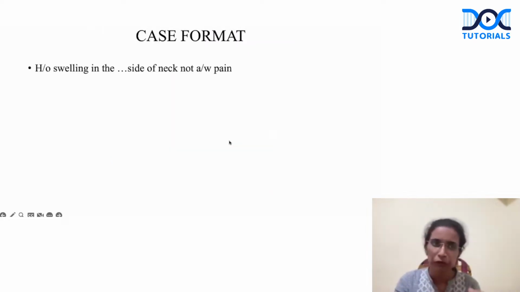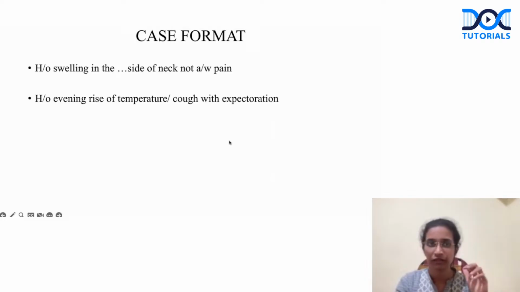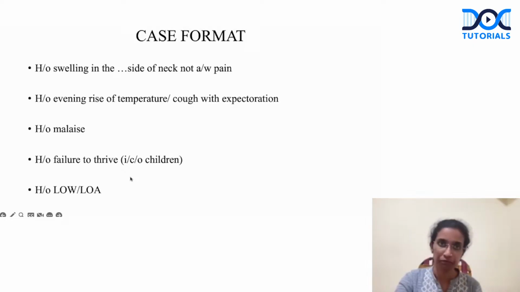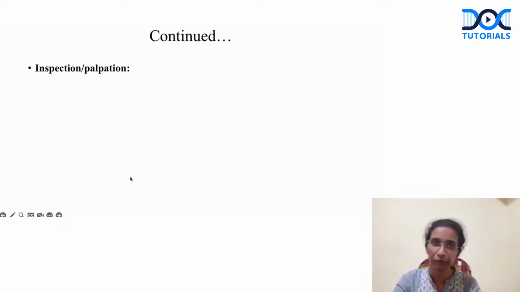Now the case format goes like this: as usual, you'll be eliciting the history of swelling, in which side of the neck, whether it's associated with pain or not, and there will be an evening rise of temperature if it is a TB case. Associatedly there will be cough with expectoration and all those B symptoms like malaise, fever, night sweats, loss of weight, loss of appetite. All this will be present in case of adults. But in case of children, there will be an additional history of failure to thrive or failure to grow. Got it? So this is how the case format goes.